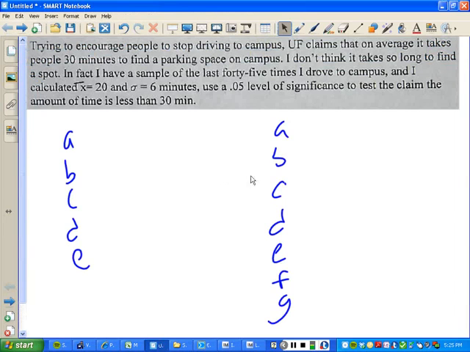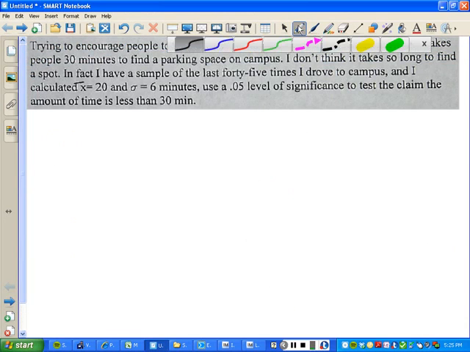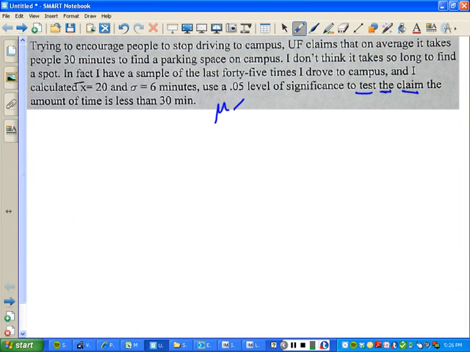The original problem said, bless you, we're going to test the claim. Now, this becomes, I don't want that, I want this. These words right here are critical. Whatever comes after that is the most telling thing of all. Test the claim that the amount of time is less than 30 minutes. And that's the mean amount of time is less than 30 minutes. Okay? So that's the mean is less than 30 minutes.